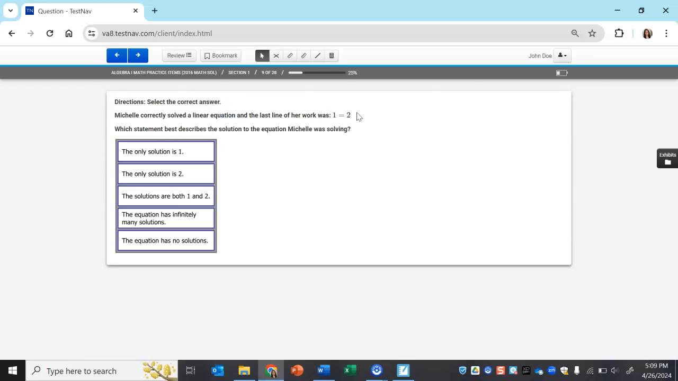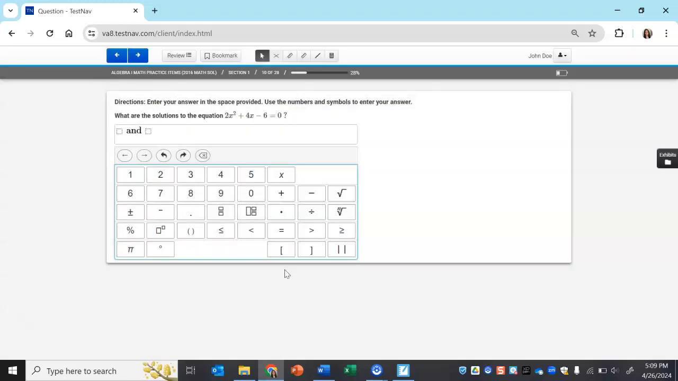So if you have a false statement, because 1 can never equal 2, this equation has no solutions. If they end up being the same number on both sides, then it has infinitely many solutions. And if you just have x equals a number, then it's one solution. Usually, a linear equation has one solution. Anyway, this particular one has no solutions. Moving on.